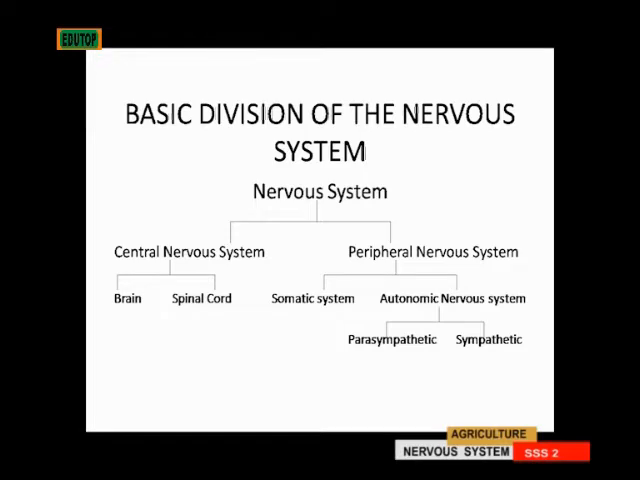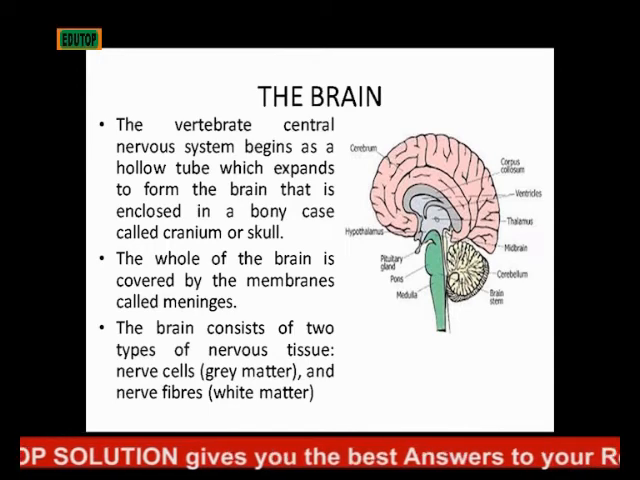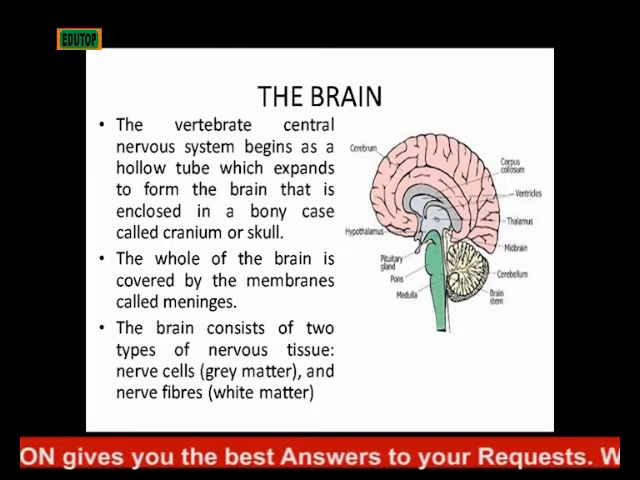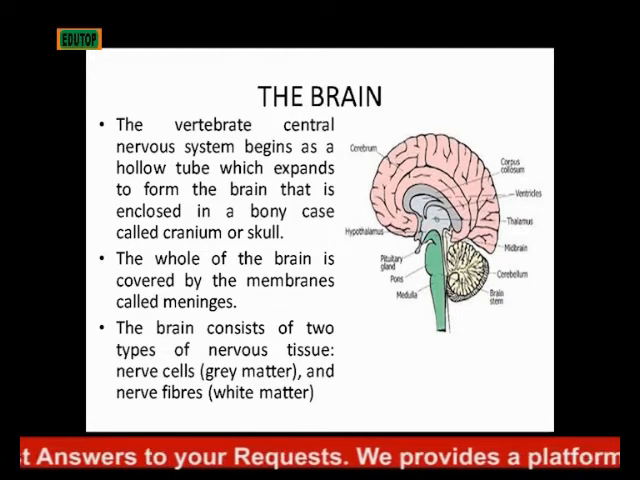Now, we're talking about the brain under the central nervous system. The vertebrate central nervous system begins as a hollow tube which expands to form the brain, that is enclosed in a bony case called the cranium or skull. It's up here. Then the whole brain is covered by membranes called meninges. The brain consists of two types of nervous tissue. We have the nerve cells called the gray matter and the nerve fibers called the white matter.